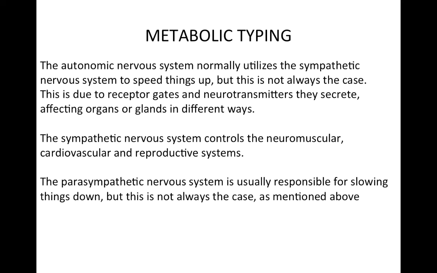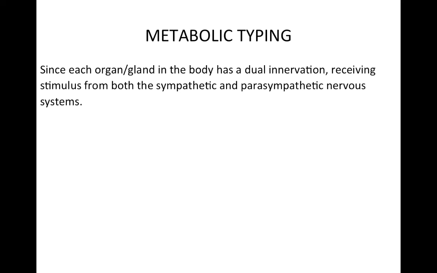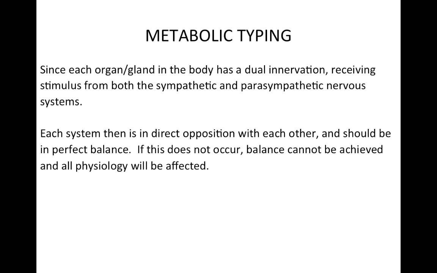The parasympathetic nervous system is usually responsible for slowing things down, but again, this is not always the case, as mentioned above. The parasympathetic nervous system is responsible for creating and maintaining the body's energy supply by exerting control over the body's digestive and immune systems. So, since each gland in the body has dual innervation, receiving stimulus from both sympathetic and parasympathetic nervous systems, each system is in direct opposition with the other and should be in perfect balance. If this does not occur, balance cannot be achieved and all physiology will be affected.